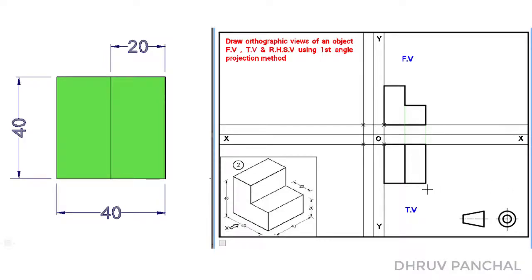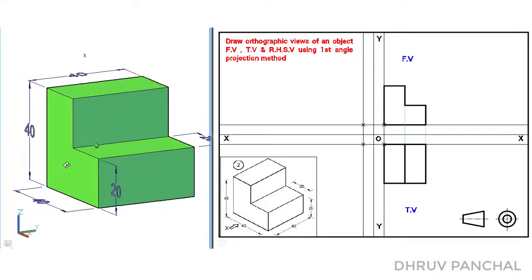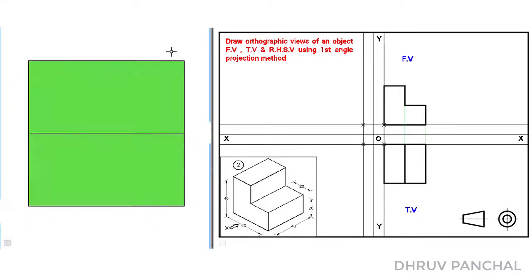As per the first angle projection method, we have to draw a right hand side view at the left side of front view. So let's observe the right hand side view of the given object. Now to draw a right hand side view, we have to transfer projections of top view. For that, with the help of protractor, from point O, draw a line of any length at an angle of 45 degree.